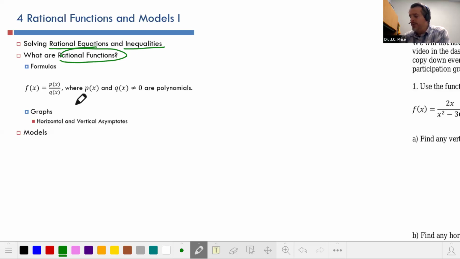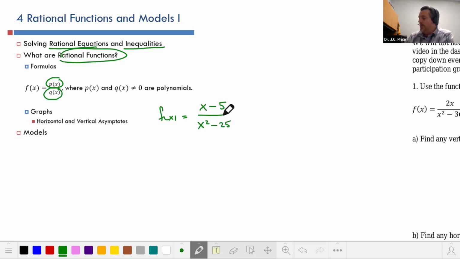So first of all, what's a rational function? It's basically just a polynomial on top and a polynomial on the bottom. So examples of this might be x minus 5 on top, and then x squared minus 25 on the bottom. And so when you have these types of functions, notice sometimes they're not going to be defined. We talked about this last time when we were solving rational inequalities. When you get 0 in the denominator, something strange is going to happen. That function is not defined.